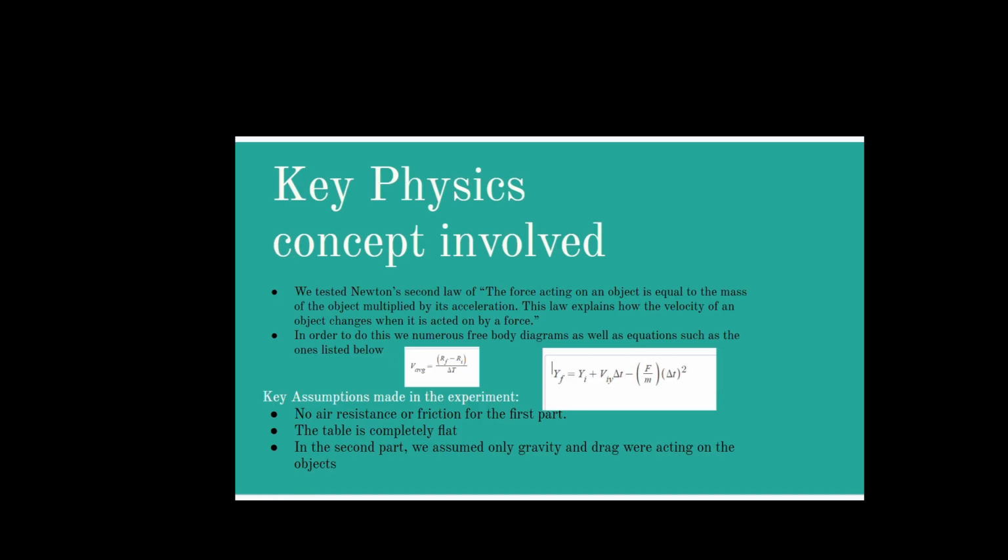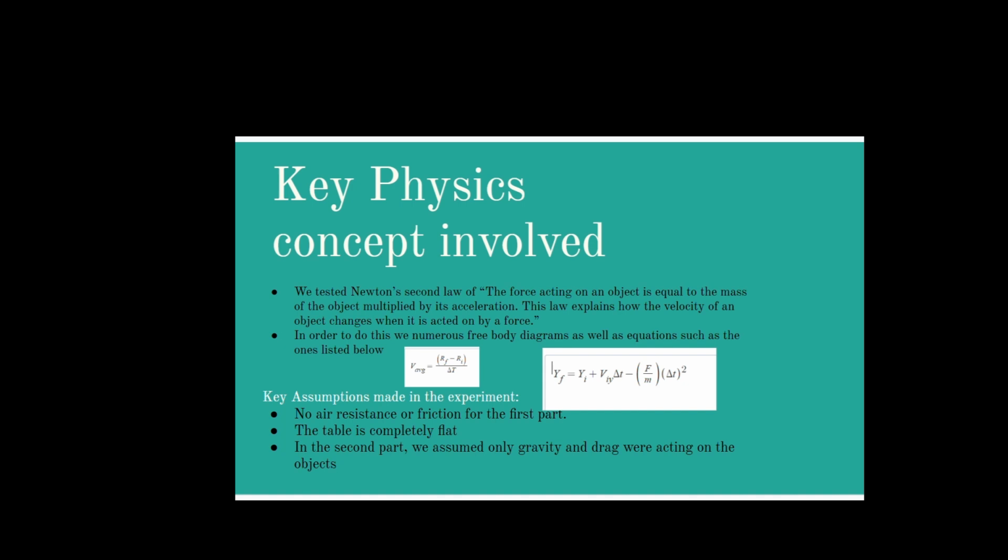We tested Newton's second law, which states that the force acting on an object is equal to the mass of the object multiplied by its acceleration. This law explains how the velocity of an object changes when it's acted on by a force. In order to do so, we use numerous free body diagrams, as well as equations such as the ones listed below, which is V average equals rF minus rI over delta t.